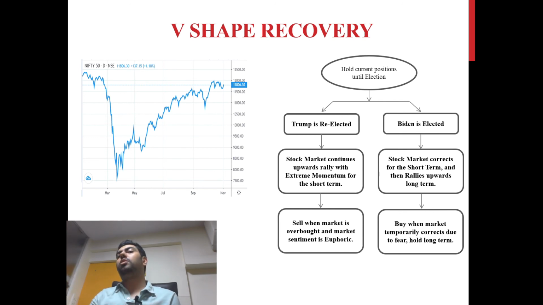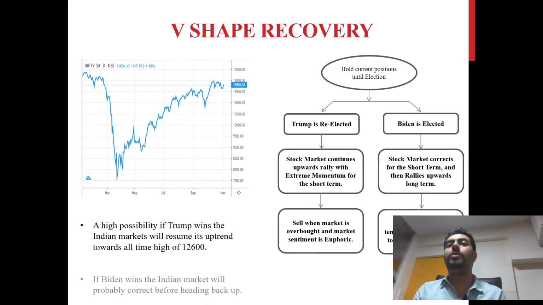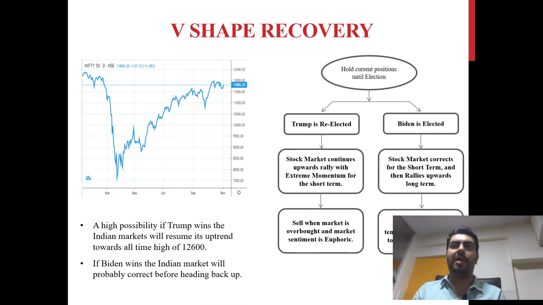So now both the possibilities we've taken. There is a high possibility that if Trump wins, the Indian markets will continue their uptrend from where we are currently and go towards 12,600 levels. And if Biden wins, then the Indian markets will probably correct before heading back up. So either way, whatever result takes place in the US elections, we know that we need to continue investing and trading in the stock markets. Whichever is likely to happen, take your positions based on that. And from the previous slide we saw that any correction is the time to buy stocks.